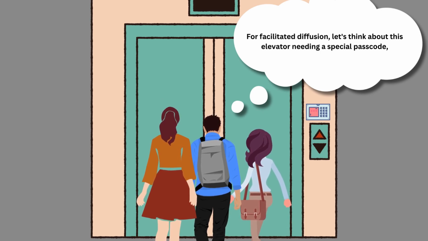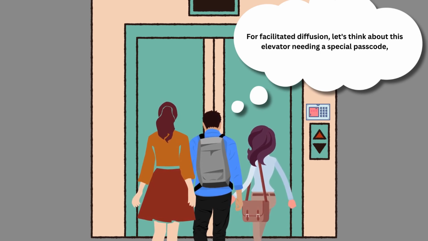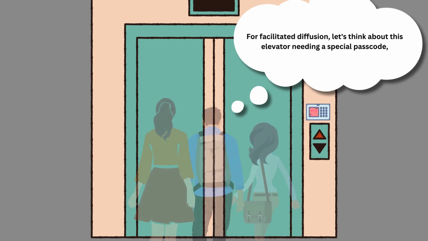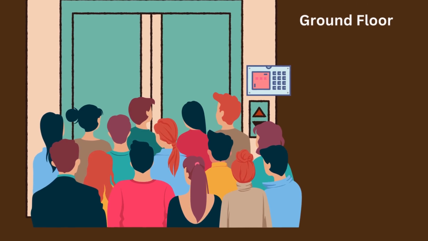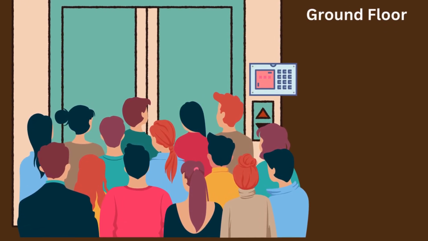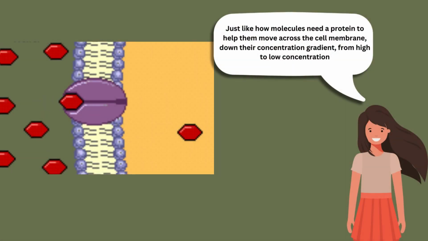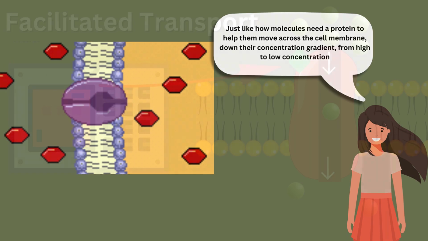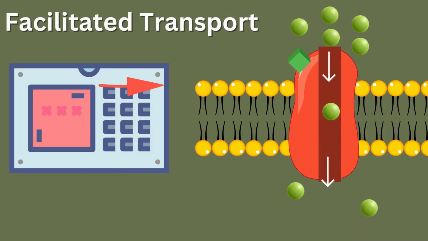"For facilitated diffusion, let's think about this elevator needing a special passcode," suggested Jake. Sarah imagined, "People on the ground floor want to go up, but they need the elevator and the passcode to get there." Lena added, "Just like how molecules need a protein to help them move across the cell membrane, down their concentration gradient, from high to low concentration." Jake nodded. "So, the passcode is like the protein that helps the molecules get where they need to go."